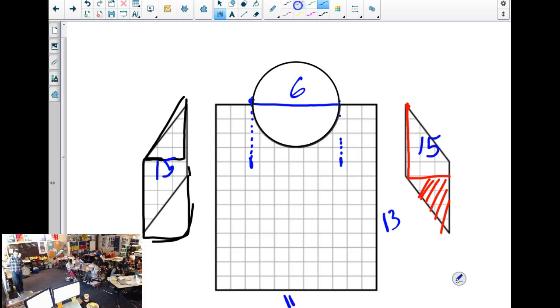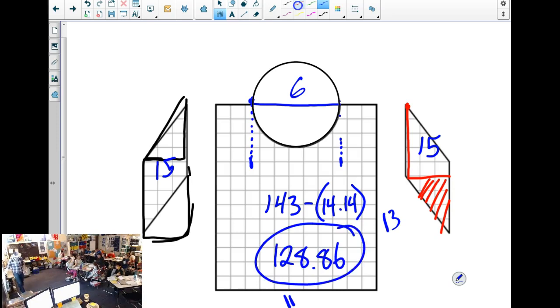Anyone get this area? Micah? It's like 143 minus something. 14. So we get like 129. 8.86, something like that. 128. I hadn't borrowed yet.